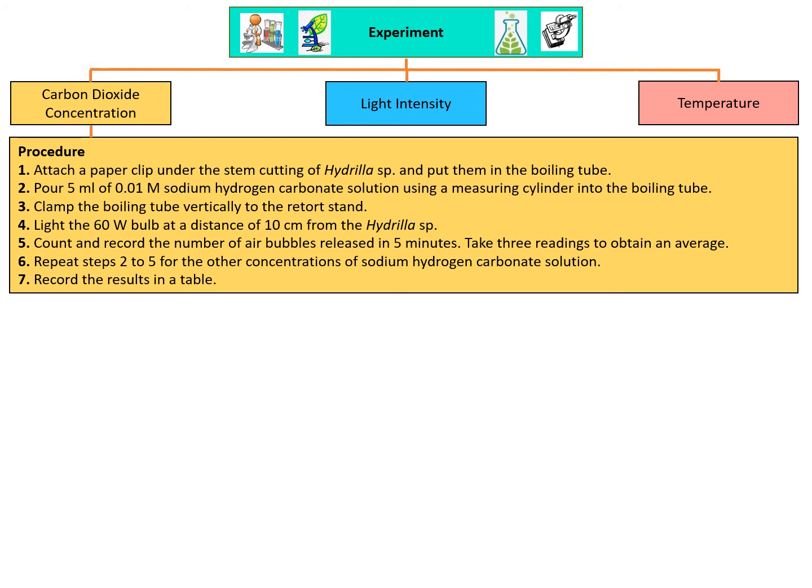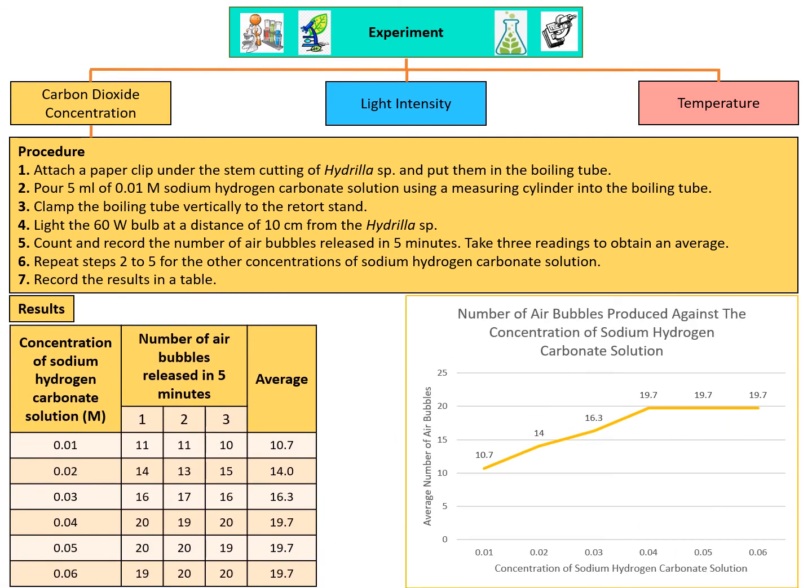Repeat steps 2 to 5 for other concentrations of sodium hydrogen carbonate solution. Record the results in a table. So this is the result. At 0.01 molar, the average is 10.7. At 0.02, 14 bubbles released in 5 minutes.